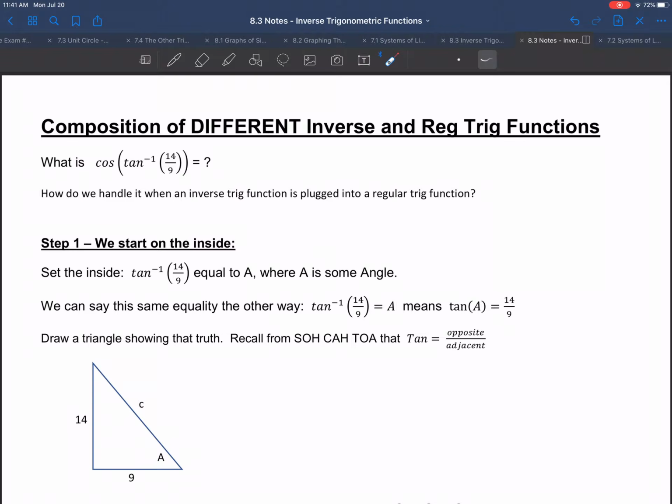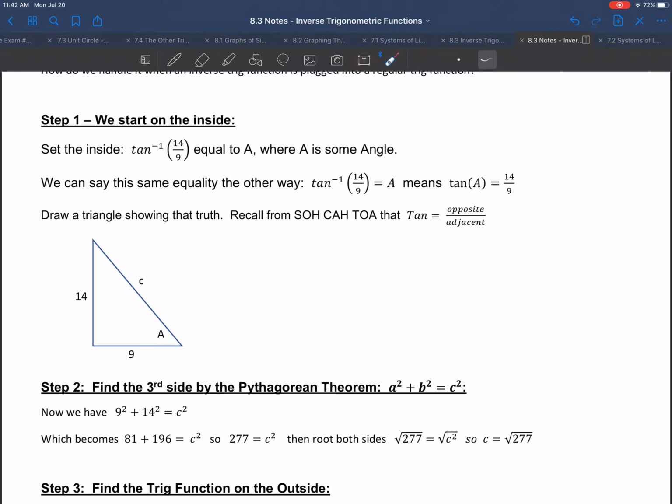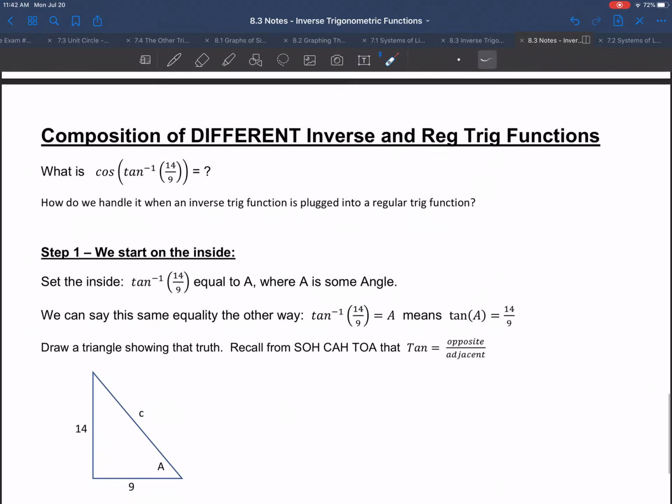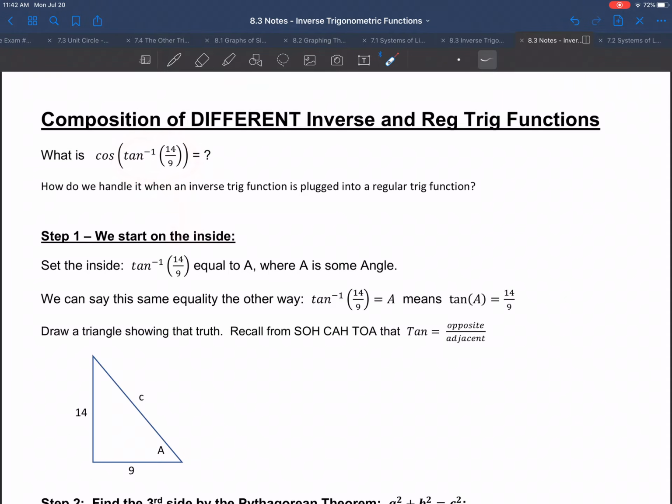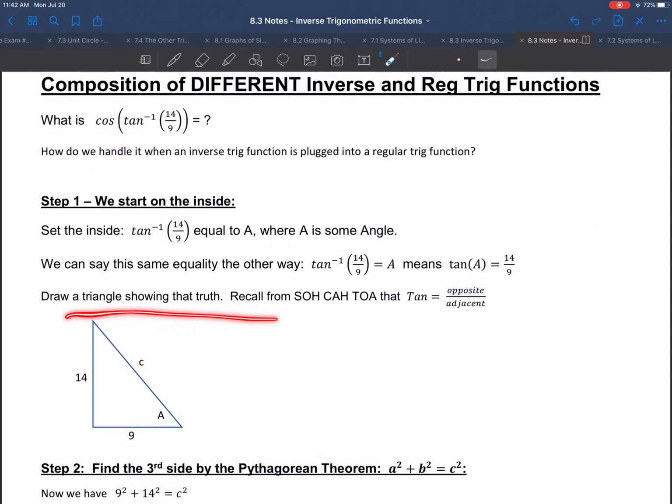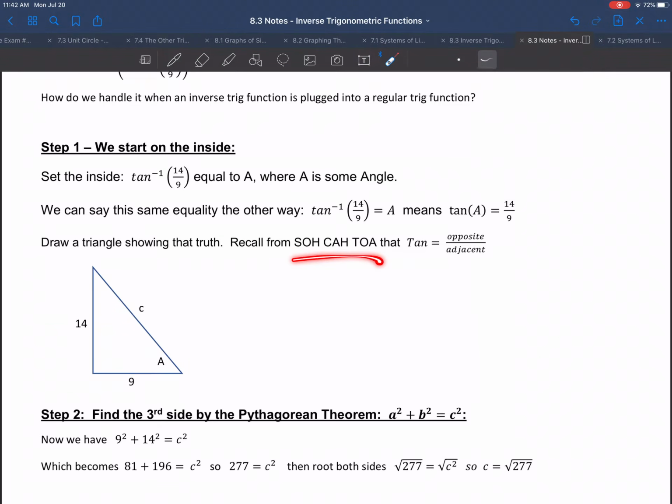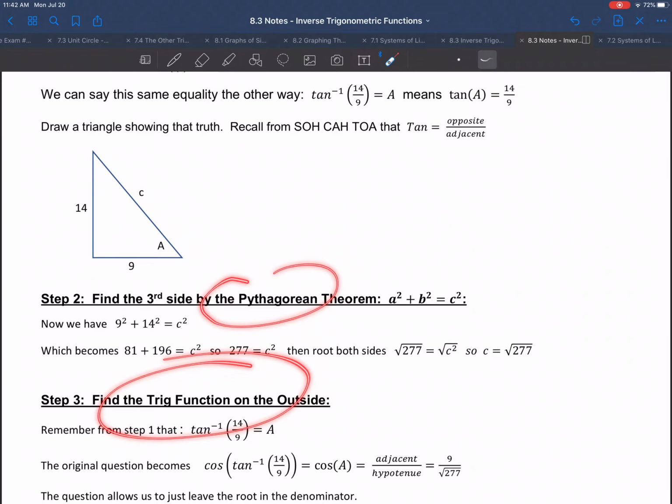So how do we handle it? Well, step one, we start on the inside. Set the inside, tan inverse, equal to A, where A is some angle. We can say the same equality the other way. So tan inverse of negative 14/9 is A means tangent of A is 14/9. And then you draw a triangle showing that truth, remembering SOHCAHTOA, the tangent of A, 14/9, opposite over adjacent. And then you do the Pythagorean theorem.